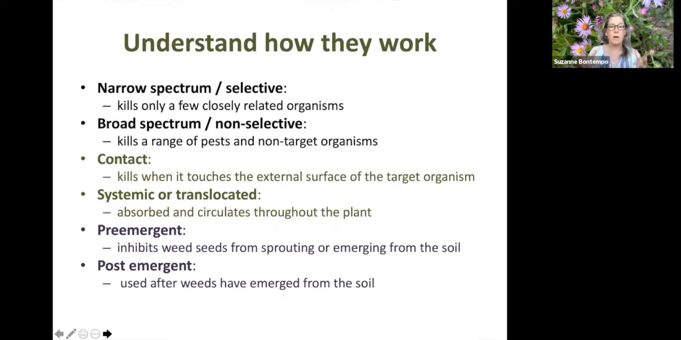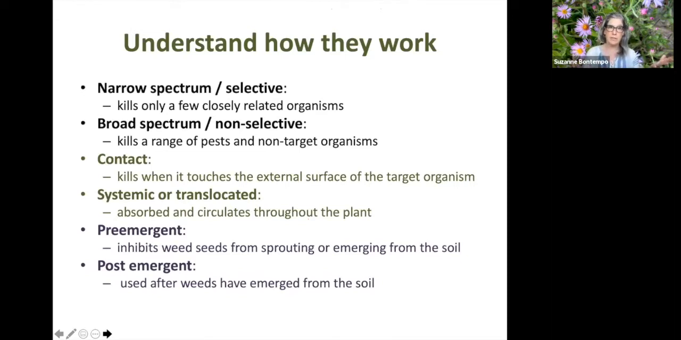Some weeds killers are contact kills, where it's going to kill what it comes in contact with. And some are going to be a systemic or work as a translocated mode of action, where it gets absorbed into the tissue of the plant and moves through the structure of that plant and kills it from the inside out a little bit. Not exactly scientific, but that's how I equate it.